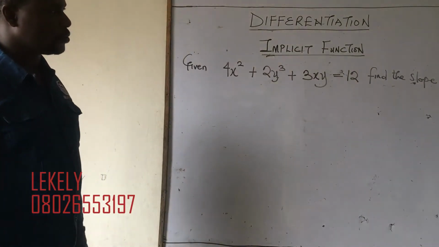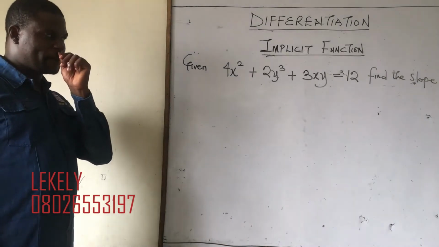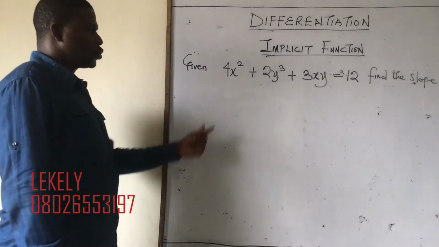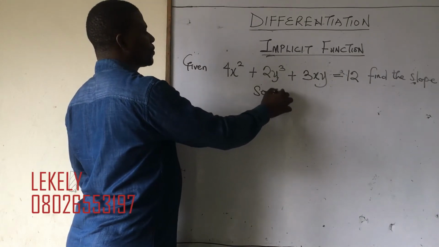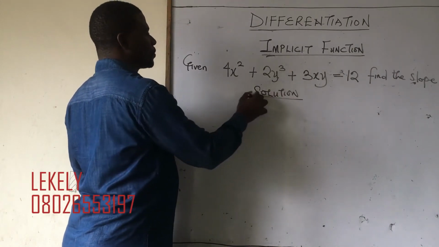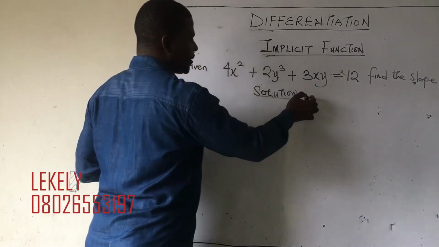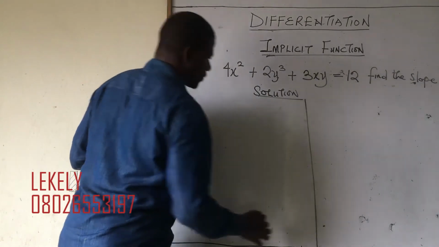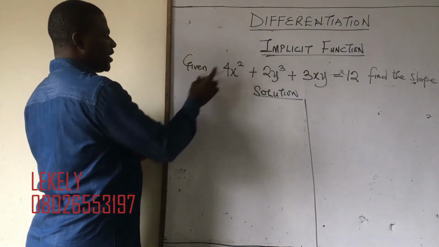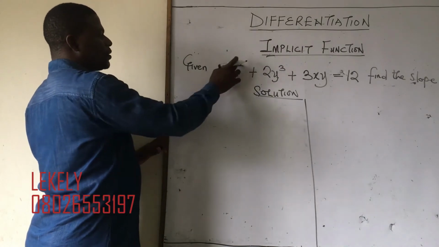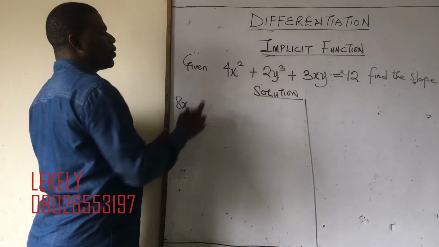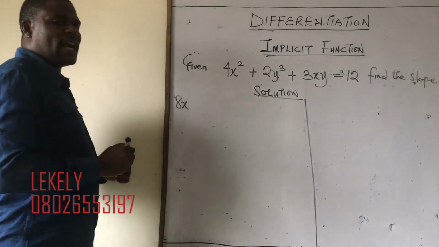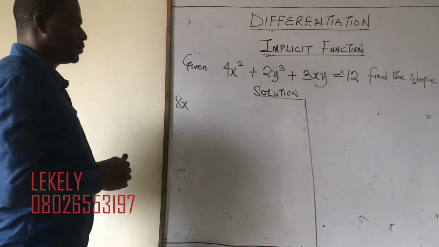Now look at this question. You want to solve. Use an example of implicit function. So let's start with this one now. Solution. So I can say, let's differentiate this one. That will be 2 times 4. That is 8x. If you minus 1 from this, you will be left with 1, and there's no need for you to write down 1.